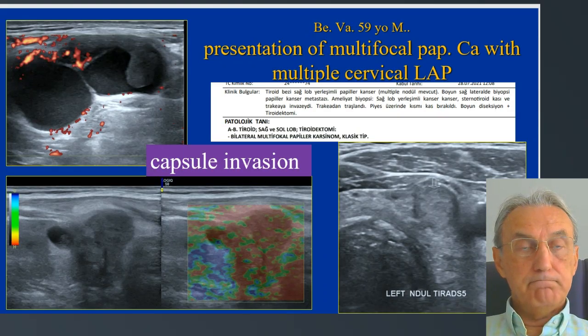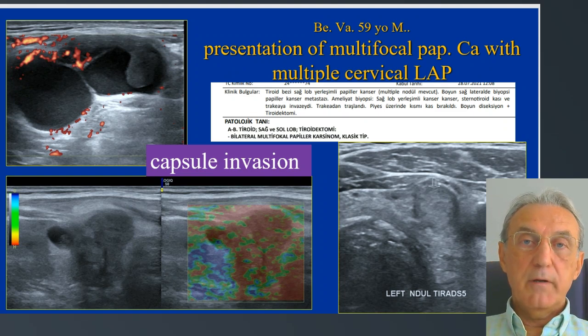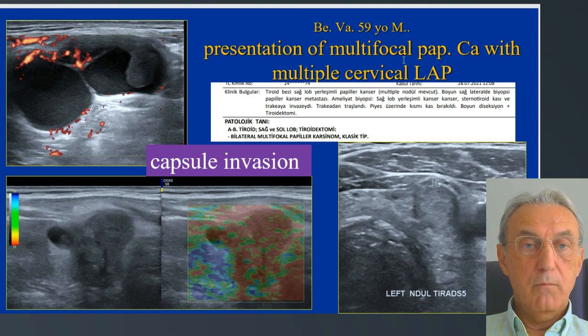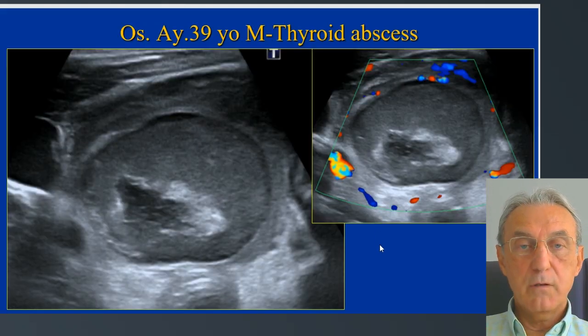Sometimes the papillary cancer, or thyroid cancer, may present with bigger cervical lymph nodes than the primary nodule. This is such a case, 59-year-old male with big conglomerate lymph nodes that seem to be necrotic, and the nodule in the thyroid is smaller.